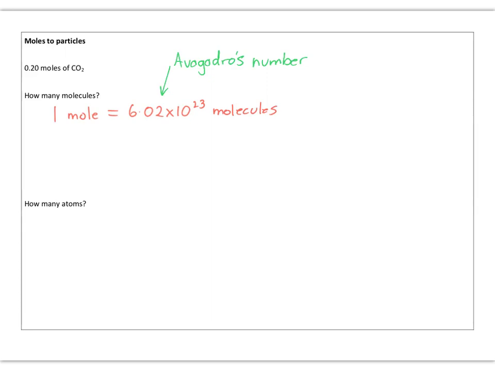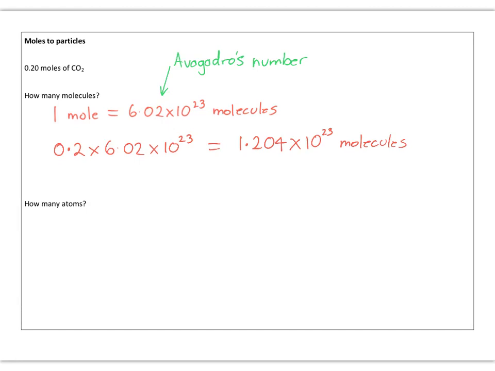So how do we work out 0.2 moles? Well, if there was 1 mole, there would be that. So if we've only got 0.2 moles, then it's 0.2 times 6.02 times 10 to the 23, which is equal to 1.204 times 10 to the 23 molecules. So if we had 0.2 moles of carbon dioxide, we would have 1.204 times 10 to the 23 carbon dioxide molecules.